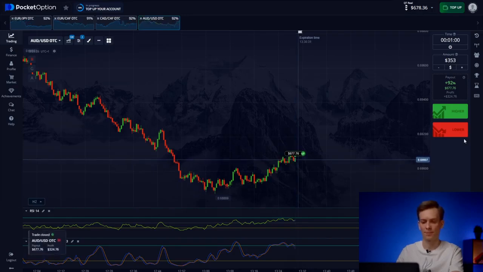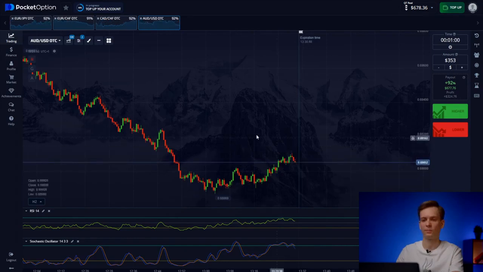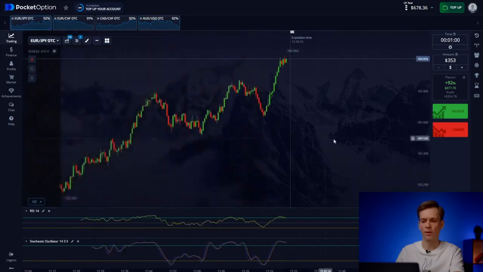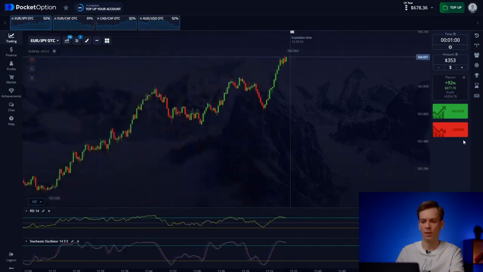Yep, my deposit is at $678 right now. I've already explained all about our levels, so it's time for the final trade. Euro and yen again. I'm going in with 678 US dollars.